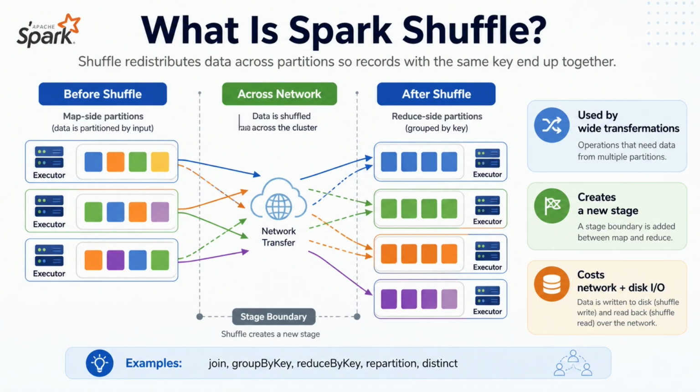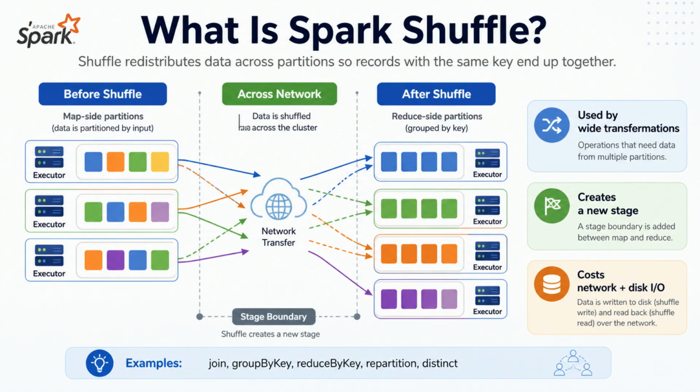It also creates a stage boundary. That means Spark finishes the map side work first, writes intermediate shuffle data, and then starts a new reduce side stage. This division into stages helps Spark manage execution flow and ensure that data is properly prepared before moving on to the next phase of processing.